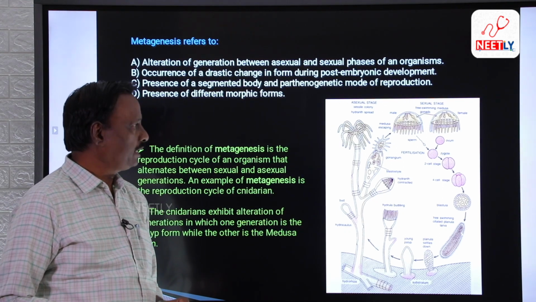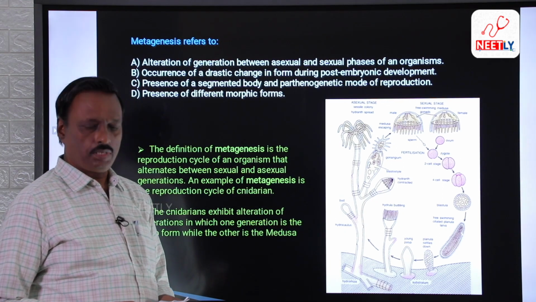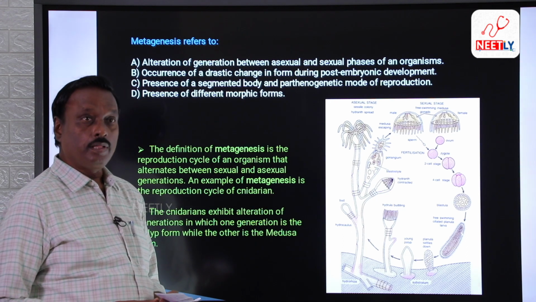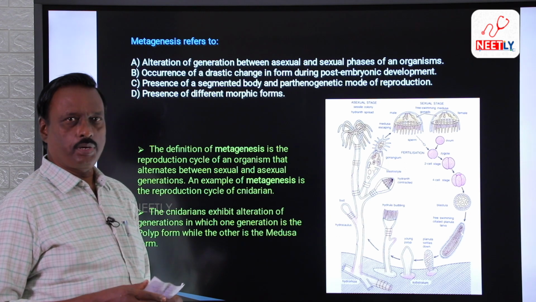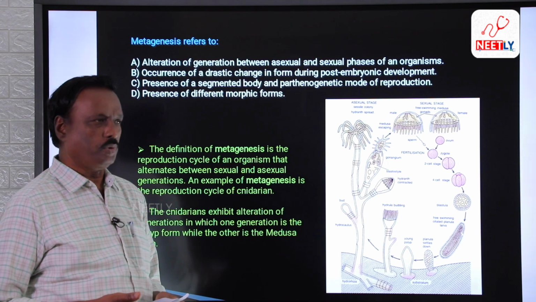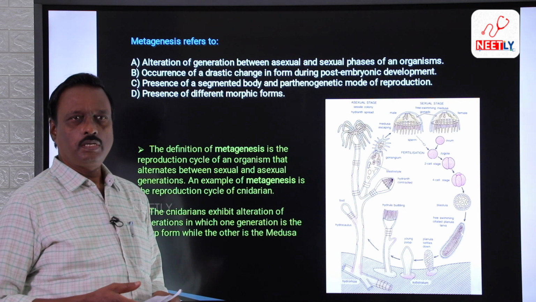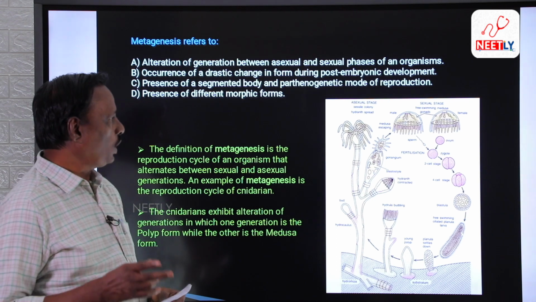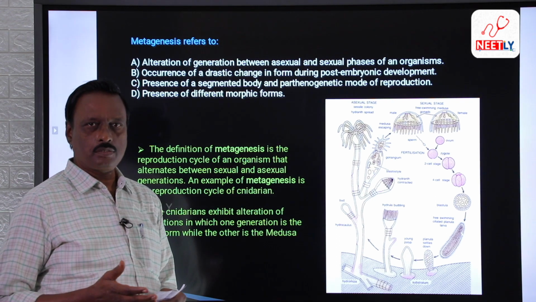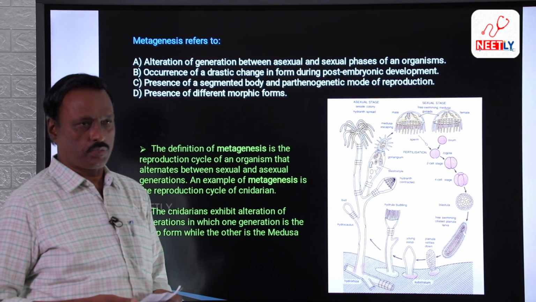For any living organism, reproduction is one of the important physiological functions. There are two types of reproduction. One is known as asexual reproduction and another is sexual reproduction. For asexual reproduction, a single organism is enough, whereas for sexual reproduction, two animals, male and female, are needed to complete the reproduction process.